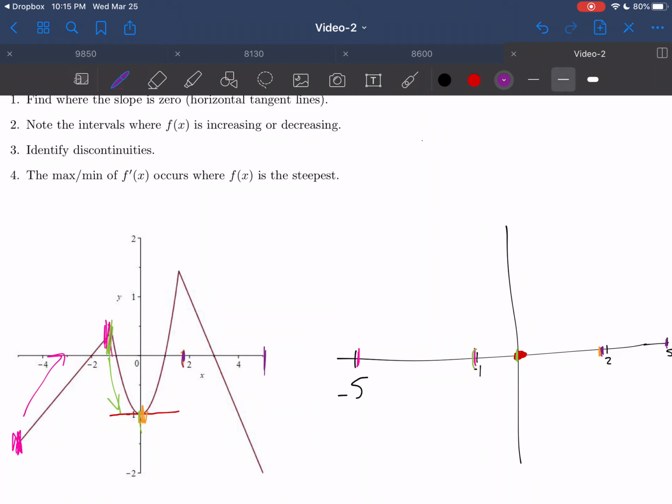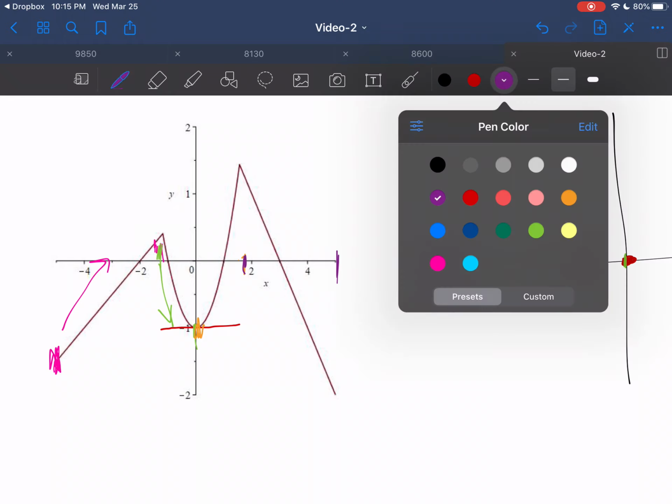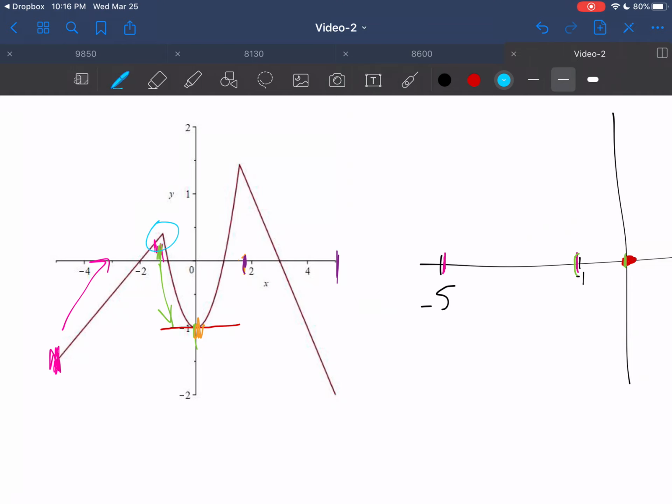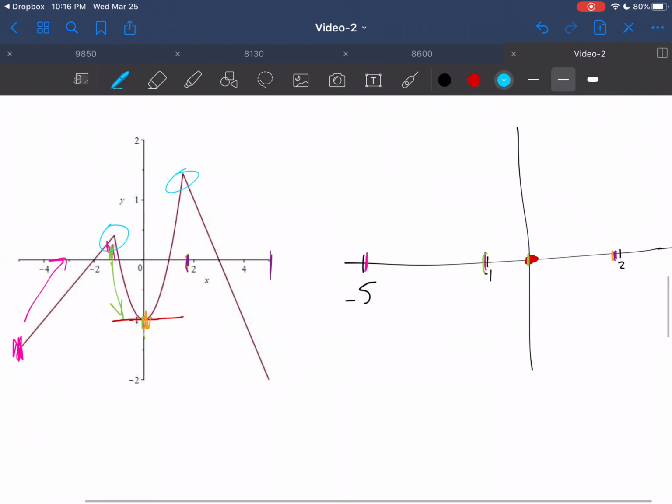Now, identify discontinuities. So discontinuities are anywhere where the function's not continuous. So vertical asymptotes, places where there's a vertical tangent line, sorry, and sharp points or holes or gaps somewhere. So in this graph we have two, I'm going to erase this so you can see it. We've got two sharp points. So at those points, I'm going to have some sort of discontinuity on my graph.